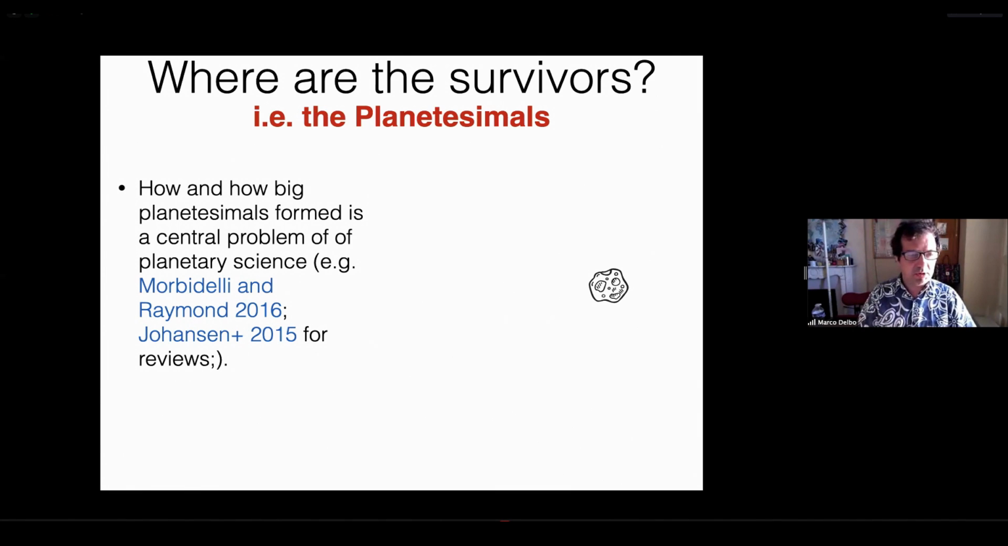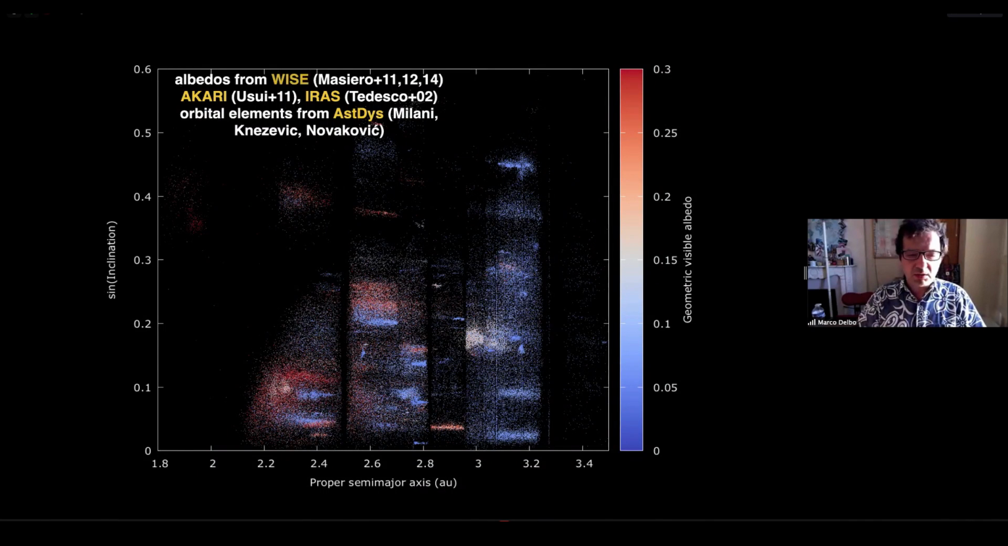You can read these papers by Morbidelli, Sean Raymond, and Anders Johansen, and so on. There are many on this topic. So let's look at the belt. Here we see a distribution of the asteroids in the belt in proper semi-major axis as a function of proper inclination. Each point is an asteroid, and they are colored with a palette according to their albedos. These are essentially data from WISE, Akari, and IRAS. You can see by eye that there are clusters, and these clusters are also clustered in albedo. These are the asteroid families.